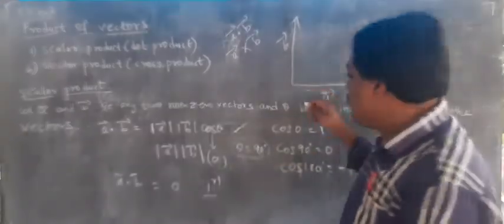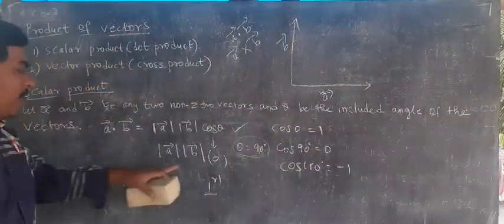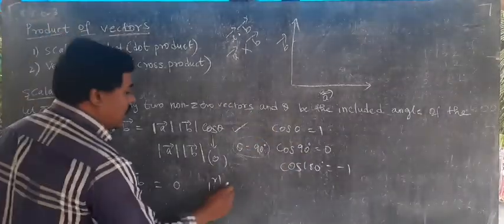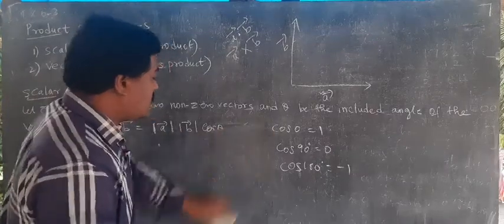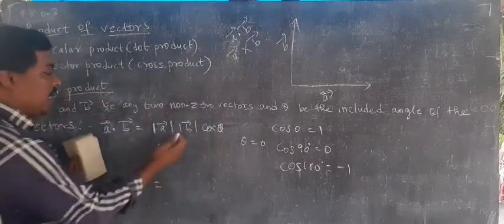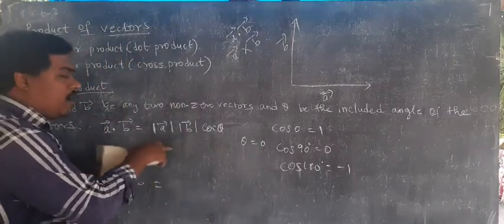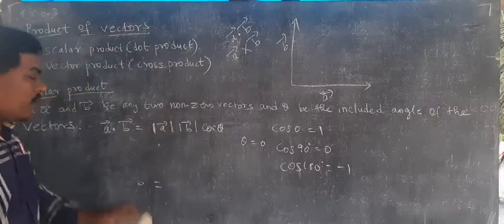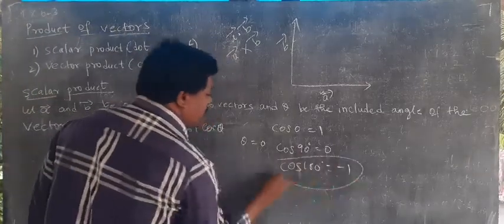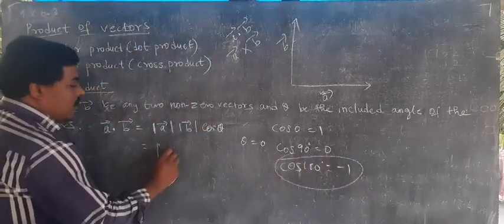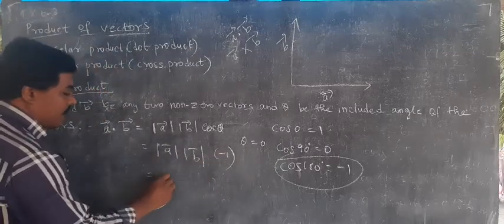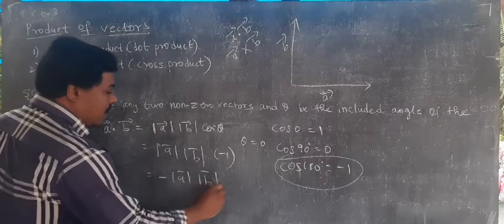Parallel means cos 0 is 1. That is called parallel. At first we took theta equal to 0, and we get the same result: A vector dot B vector equals modulus of A vector times modulus of B vector. Equal means that is called parallel. Suppose we use 180 degrees. Then it equals modulus of A vector times modulus of B vector with minus 1, so the final result is minus modulus of A vector times modulus of B vector.